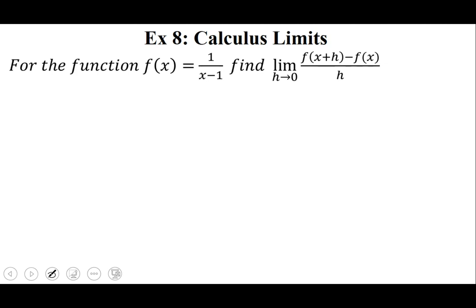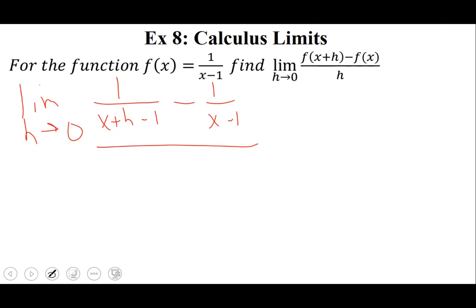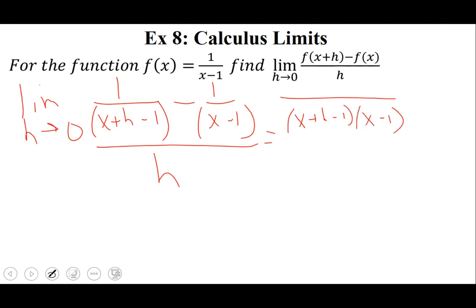Again, you're trying to find the difference quotient, and now we've got some fraction action. So this is the limit as h goes to 0. F of x plus h means everywhere there is an x, you're going to put an x plus h. Then you're going to straight up minus whatever f of x is, and this is all, of course, over h. Now, how do you get rid of all these crazy fractions? Common denominator. So put each of these in a parentheses. The common denominator of x plus h minus 1 and x minus 1 is just those two things times each other. Looks a little strange, but that is in fact the case.